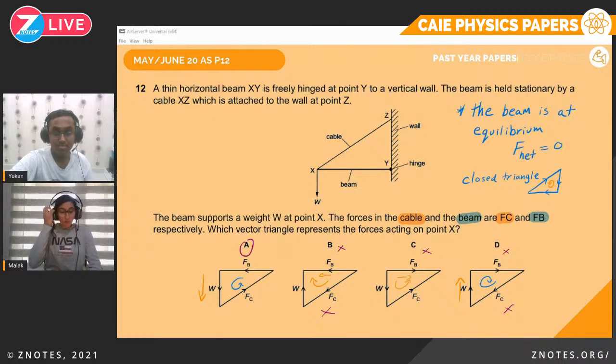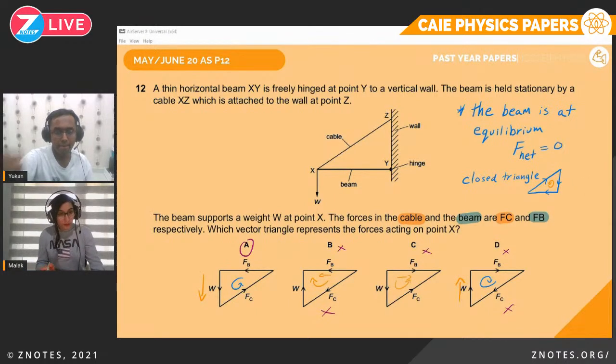So now the first thing you should notice here is that the beam is in equilibrium, right? Which means the net force is equal to 0, right? Which means we want a closed triangle. There is no resultant force. The net force is 0, so we want a closed triangle. For example, everything either pointing clockwise or anti-clockwise, right? We don't want a resultant force again.